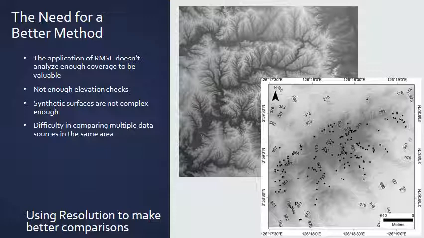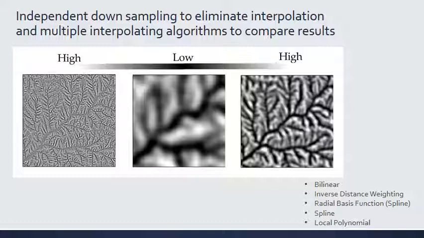so that it's applicable. How the author did it in this example to solve those problems was they created an independent downsampling program to reduce high resolution DEMs to a low resolution DEM, and then they used interpolating patterns to bring it back up to a high resolution DEM and compare it that way with the RMSE.